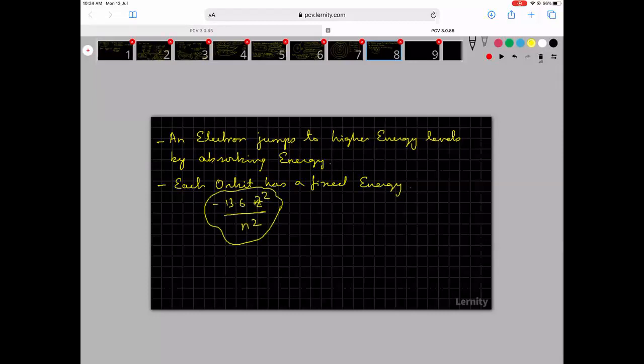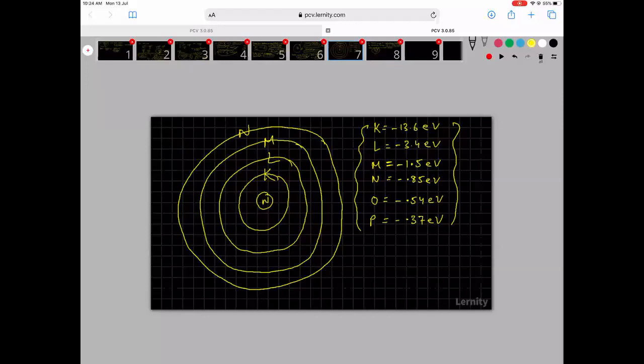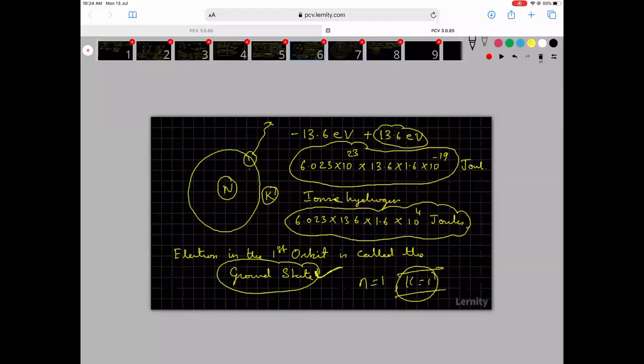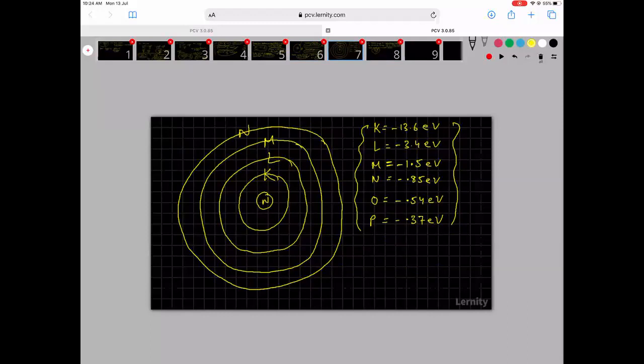So an electron jumps to higher energy levels by absorbing energy. How much energy? E final minus E initial. This is equal to the energy absorbed. Energy absorbed is equal to E final minus E initial. Okay, so make a note of this. Before that, I hope you have understood this. So ground state, then this. So this is the ground state. L shell is the first excited state. This is the second excited state. This is the third excited state. This is the fourth excited state. This is the fifth excited state.